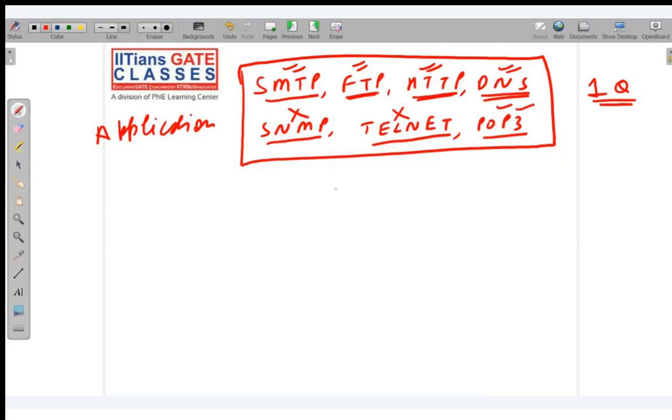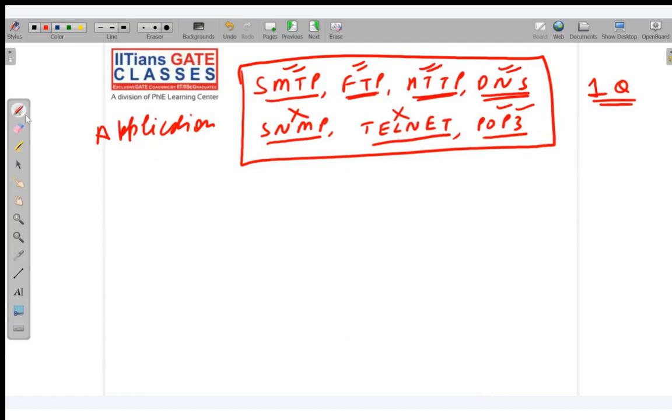Many times GATE has asked port numbers of these protocols also. Port numbers we will study in the transport layer. When we dig deep into the topic, I will give you an idea of the port numbers. Many times questions have been asked, so I'm repeating again and again. One question you can expect from this directly or indirectly. So on application layer, all these protocols are working.